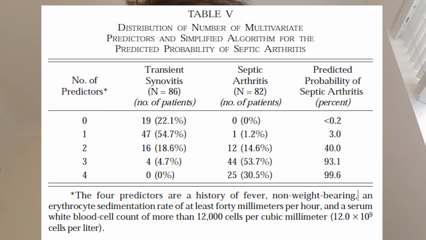Okay. And from that, basically, if you had none of those predictors, you had a less than 0.2% chance of having septic arthritis. If you had one of them, you had a 3% chance. But if you had 2, so if you have fever and non-weight bearing, for example, without doing any bloods at all, then your predicted probability of septic arthritis becomes 40%. If you have 3, you're up at 93%. And if you have all 4 predictors, you're at 99.6% chance of having septic arthritis.